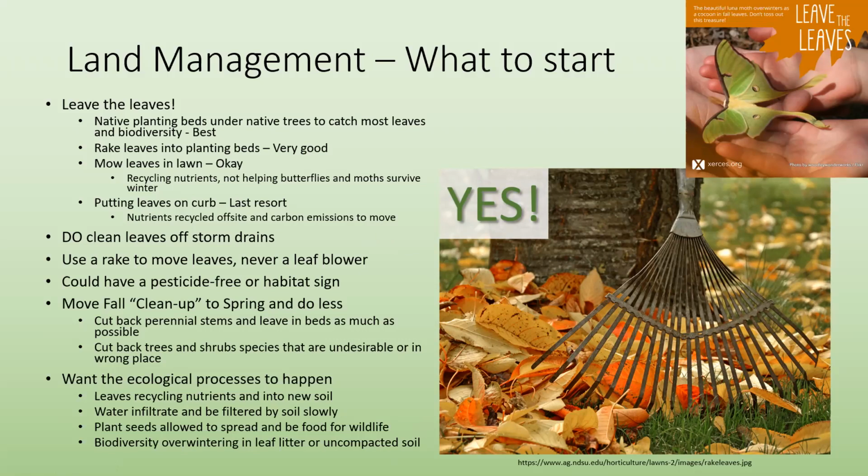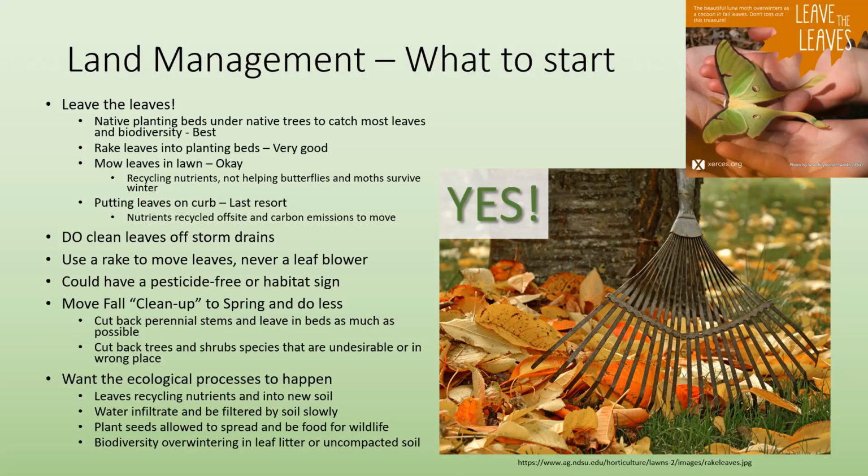You could add a pesticide-free or habitat sign like this little Xerces Society one, just to show what you're doing. And move the fall cleanup to spring, and you don't really have to do as much as people usually think. You can cut back perennial stems, but I think you want to leave at least a foot or two at the bottom, because the bees and beneficial insects that are overwintering in there are still in there until summer. So you really don't want to cut it all the way back. And then you can cut the stems and leave them in the beds as much as possible so that you're recycling the nutrients.